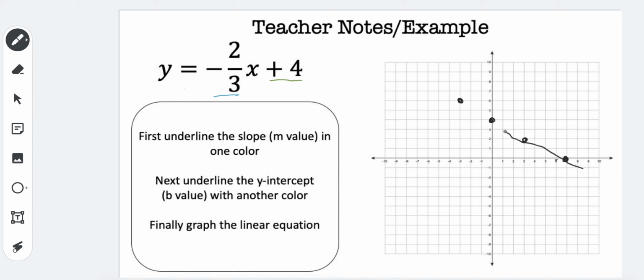as neat as you can. It can be a little tricky sometimes. And draw the arrows. And there's our function: y equals negative 2/3 x plus 4.